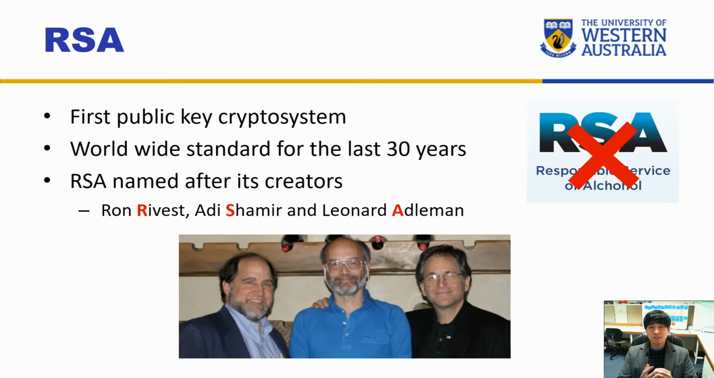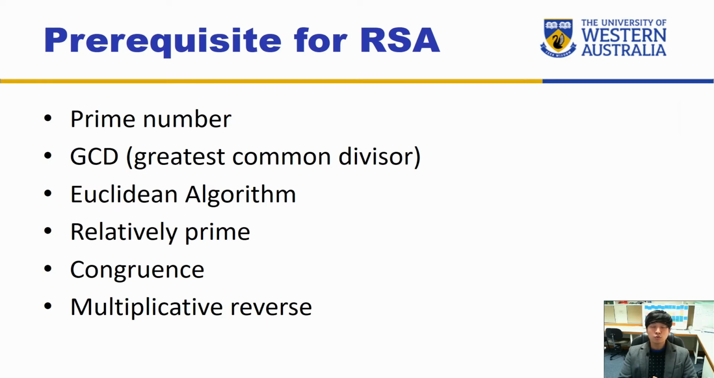RSA is the first public key crypto system that has been introduced. It has been the worldwide standard for the last 30 years, ever since it was introduced, and it's still going very strong. You can find its usage everywhere. RSA is named after its creators, Rivest, Shamir, and Adleman. So later, if you come up with a really cool idea about some crypto system, you can name it after yourselves. Okay. To use RSA as a public key crypto system, we do have some prerequisites to construct it.